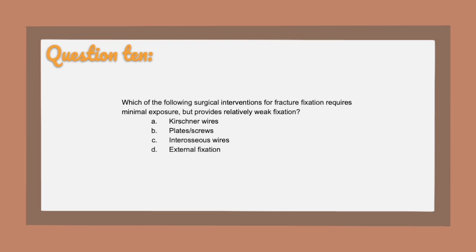Question 10, the correct answer here would be A, the Kirschner wires. When you think about this question, I would just envision what each of these fixation types looks like, knowing the amount of exposure that it takes, right? Like plates and screws are going to require a larger incision. External fixation is going to provide traction to prevent shortening. So just some things to think about there.